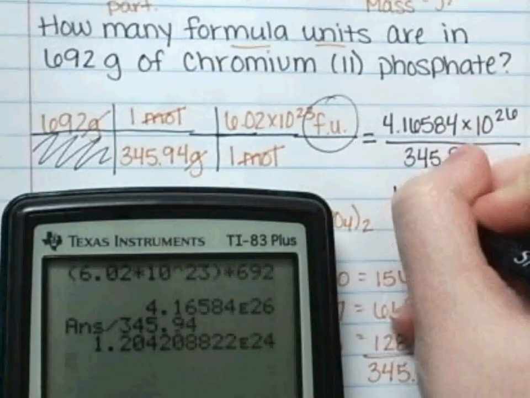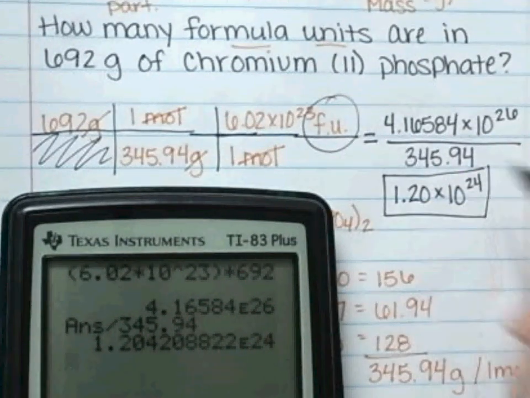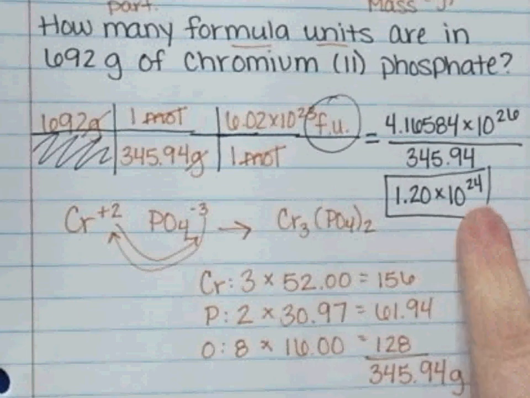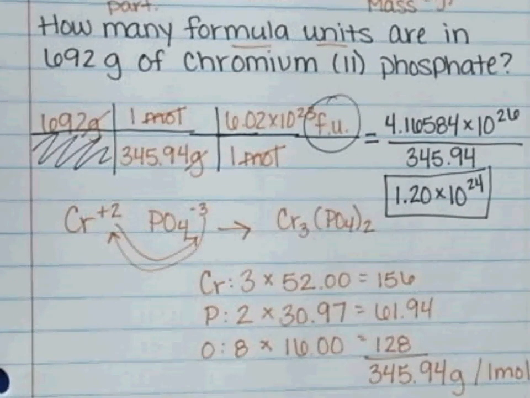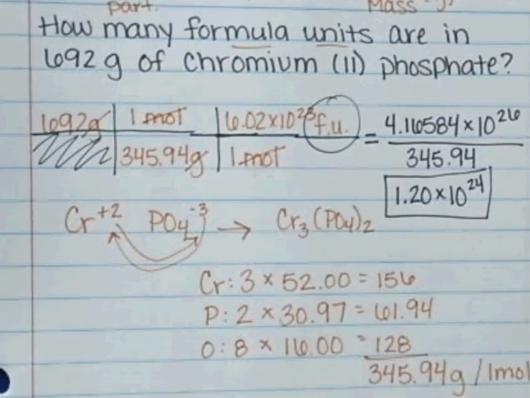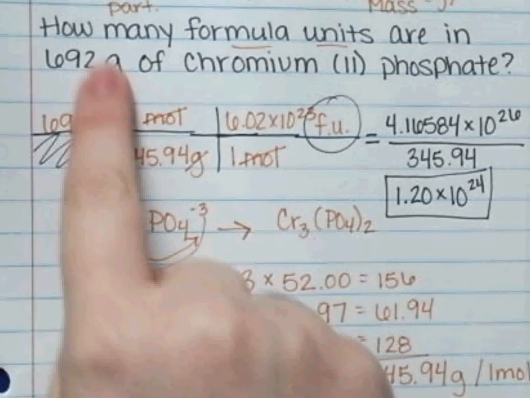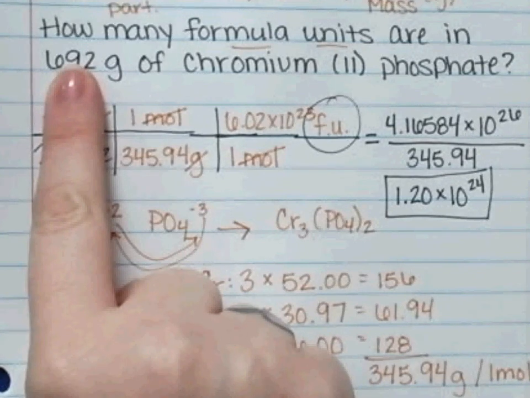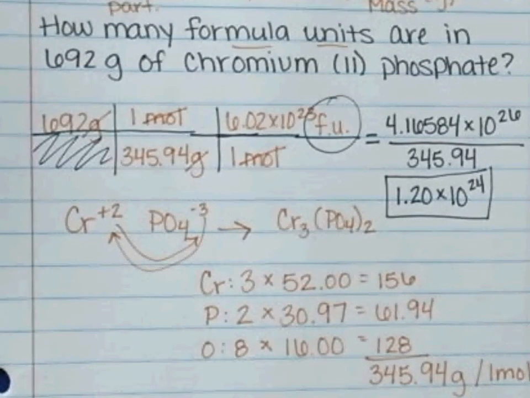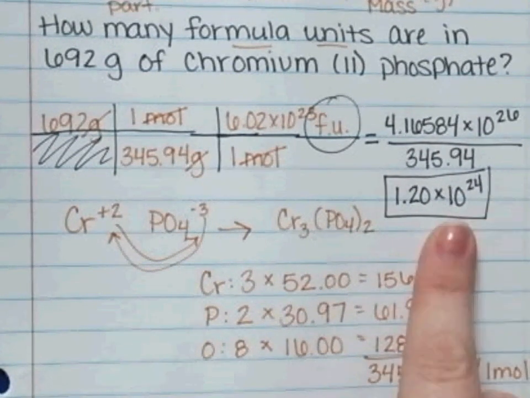Now keep in mind, this is a very, very large number, right? Large positive exponent. And that should make sense with what it's asking us for. It's asking how many formula units, how many individual particles of chromium phosphate are in 692 grams. This is a large amount of that compound, right? I would expect there to be a lot of particles if I were to look at the individual molecules, so to speak, or the individual atoms that are in that. It would be very, very great, right? So it makes sense that my number would be so gigantic. So this should be your final answer for this problem.